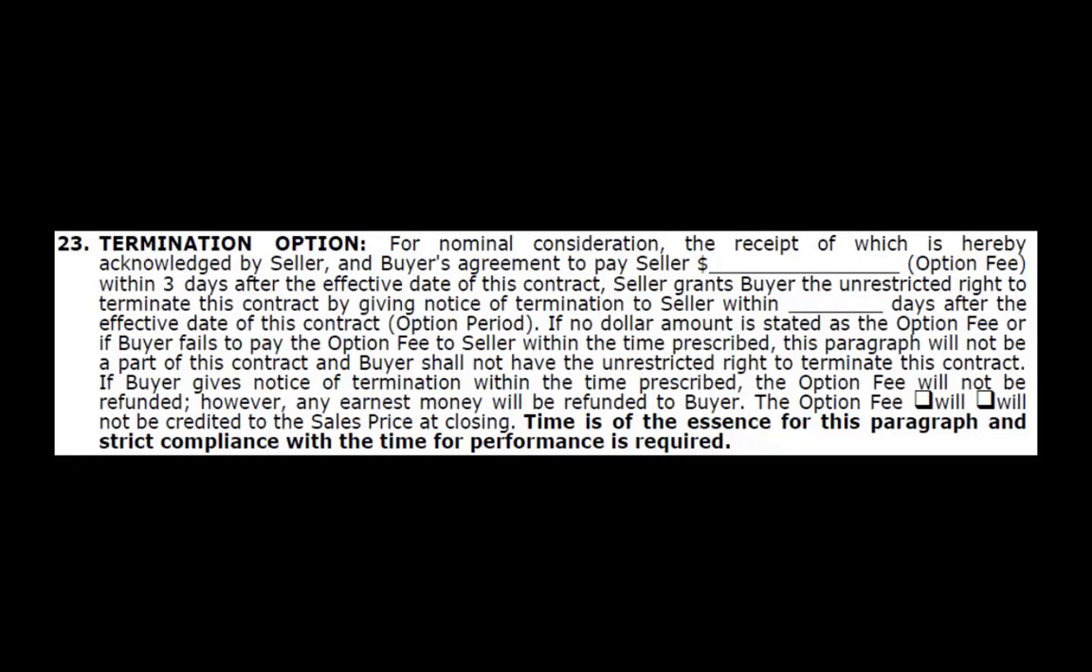So if the buyer or seller are on the East Coast, West Coast, that doesn't matter. If the house is in Central Time Zone, then it's 5 o'clock Central Time. There you go. So everything else I said about paragraph 23 is correct. That's the only change that happened whenever they went in and revised those contracts.